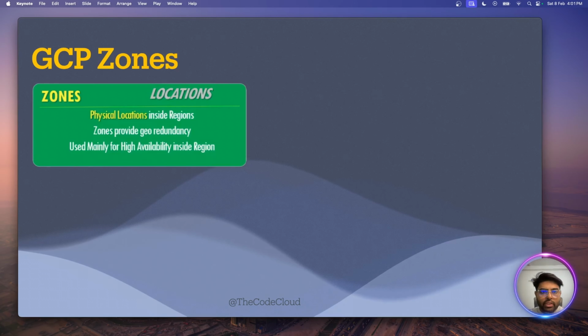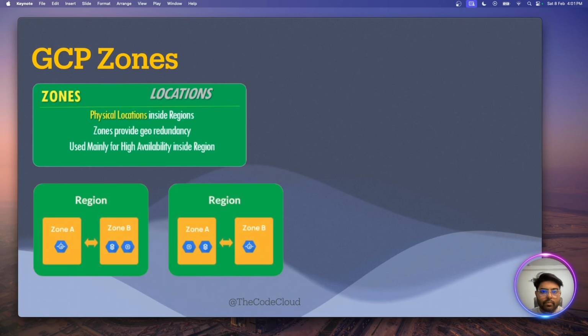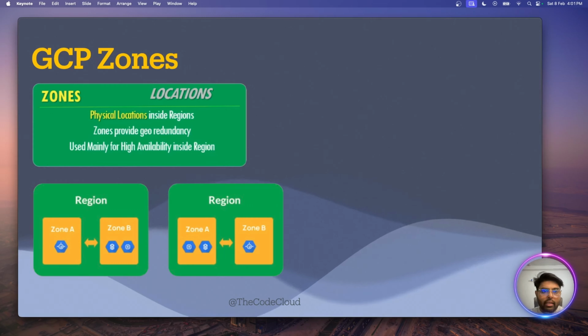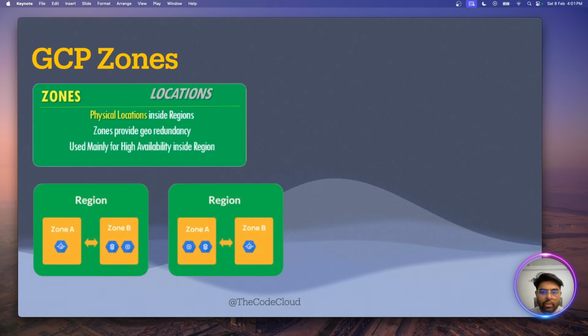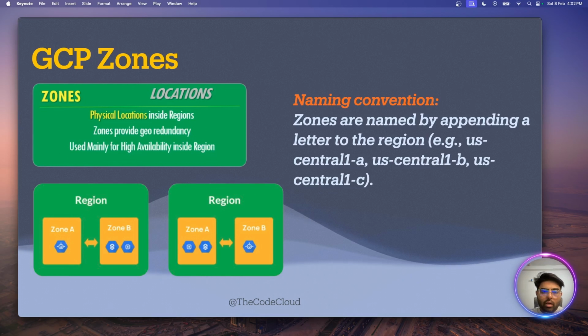A zone is a physical deployment area within a region. Each region has multiple zones, typically 3, and each zone is isolated from the others in terms of failure. If a zone fails, the other zones in the same region can continue operating. Zones are named by appending a letter to the region. For example, US Central 1-A, US Central 1-B, and C. So here, the US Central 1 region offers 3 zones: A, B, and C.